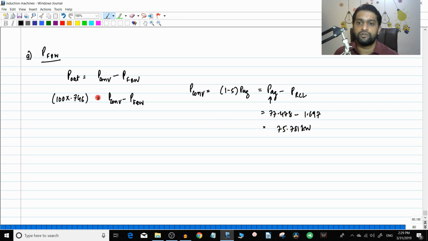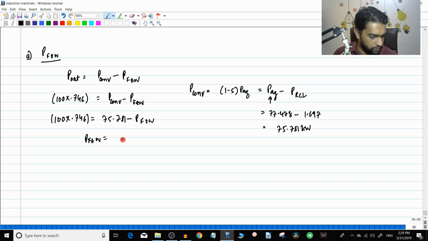Okay. So we'll just substitute that here. So 100 into 0.746 is equal to 75.781 minus friction and windage losses. So friction and windage losses here will be equal to, just subtract these two. So you will get the value to be equal to 1.181 kilowatts. This is the friction and windage loss of the machine.